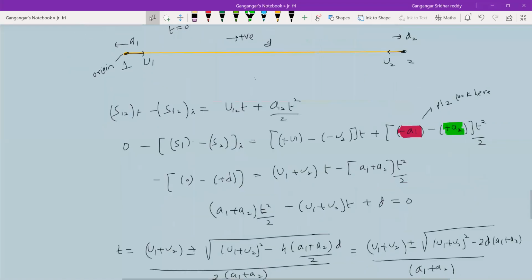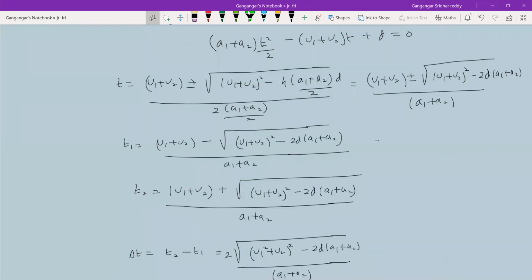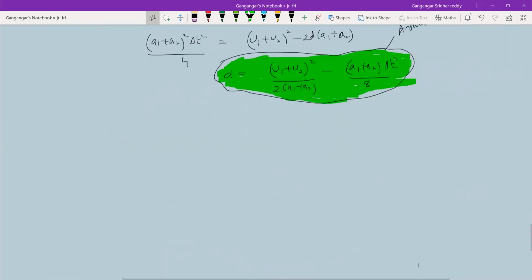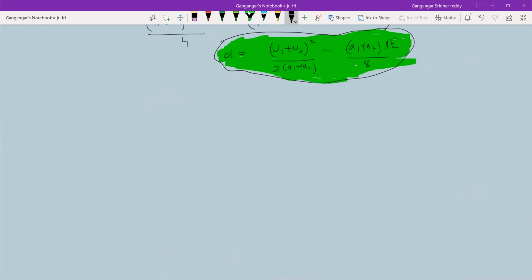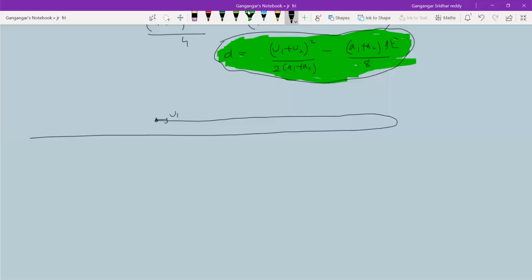I'll draw the diagram. First we'll show the path of 1 and path of 2. Please do analyze with the diagram. It will be really useful for you. Initially, this is the position. So 1 will go like this, and do like this. So this is U1 and A1, this for particle 1. Particle 2 is here, no? What about the path of particle 2? Particle 2 will also undergo retardation. So there's a rough diagram which I'm showing here.